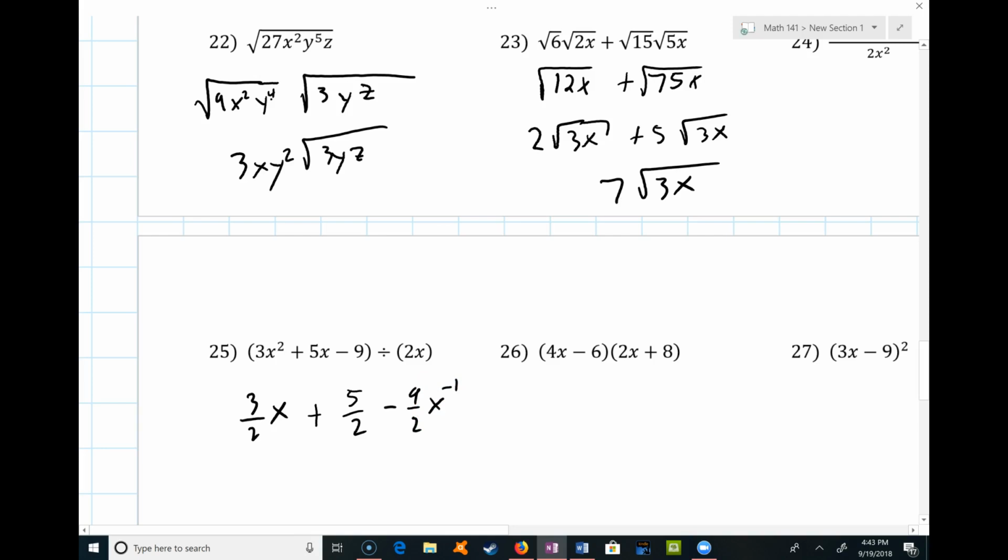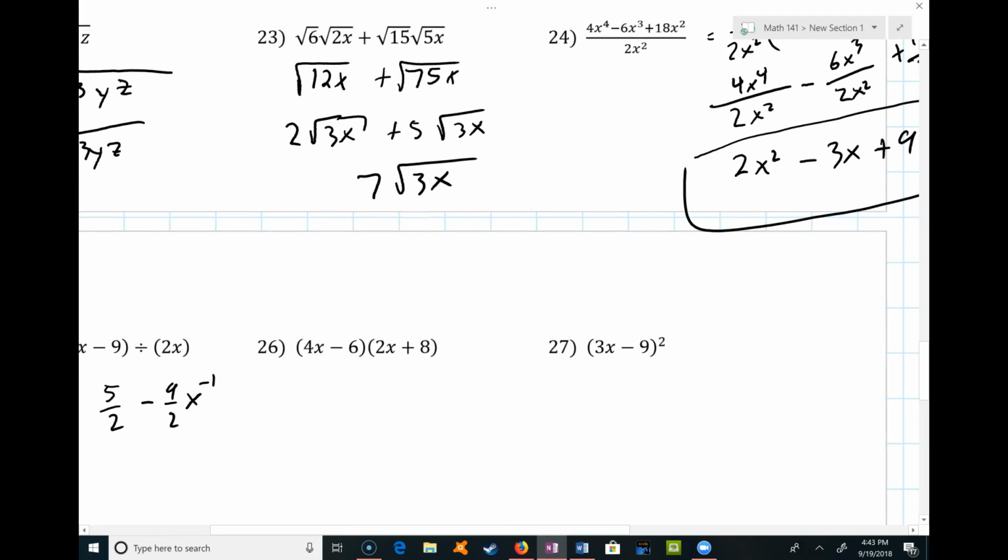Okay. Here's a multiplying of two binomials. So the main thing is to remember you've got to multiply everything in the first parenthesis by everything in the second parenthesis. So sometimes I draw lines to help me. 4x times 2x is 8x squared. 4x times 8 is 32x. Negative 6 times 2x is negative 12x. And negative 6 times 8 is negative 48.